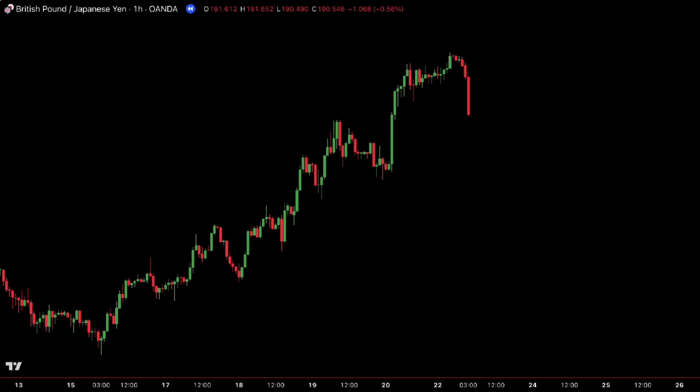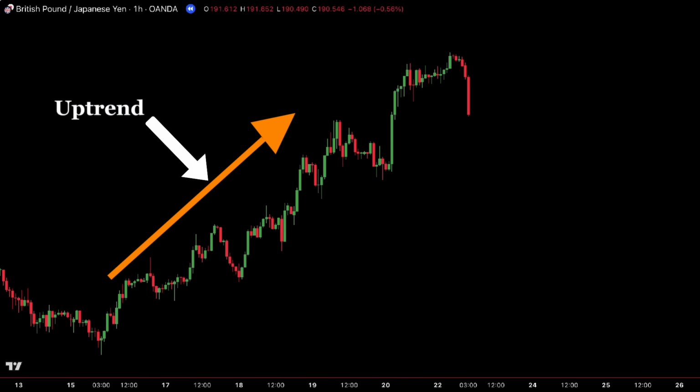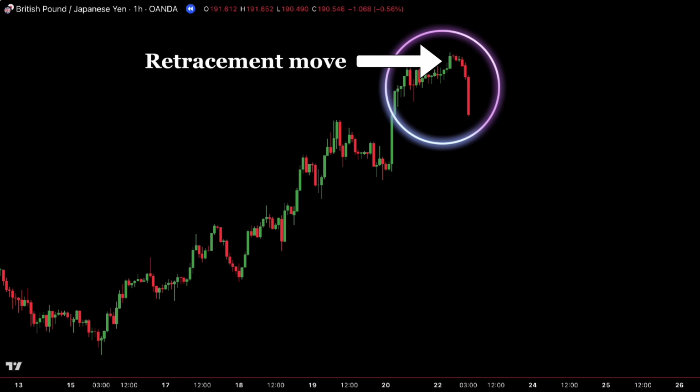Let's look at an example. As you can see here, the market is trending up. So the next question is, is price in an impulsive move or a retracement move? This question is critical because if you know the answer, you make money. As you can see, the market is in a retracement move. That means you won't buy yet. You know buyers have already taken profits and price is temporarily pulling back. Instead, you wait for the retracement to end before looking for an entry.